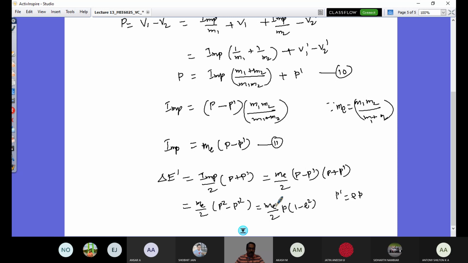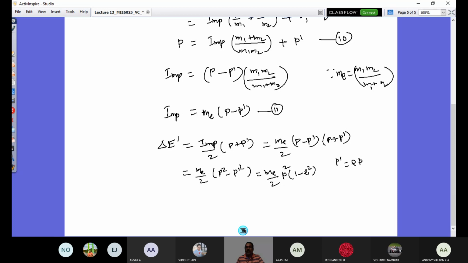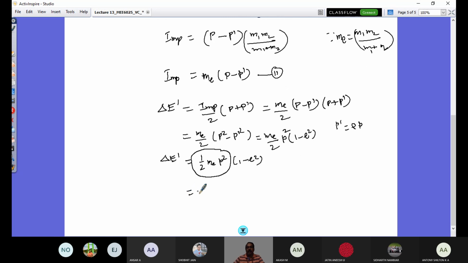1 minus e square. So this is what we were looking at the beginning. And this is p square. So m e into p square is velocity. So if you look here, the dissipated energy delta E dash is now half m e p square into 1 minus e square. So this term, half m e p square, is your total crash energy, delta E. And it is multiplied by 1 minus e square, which is delta E dash.